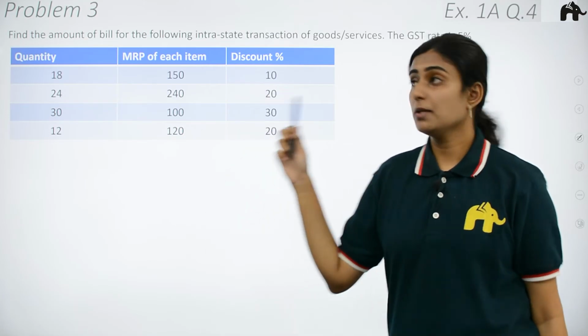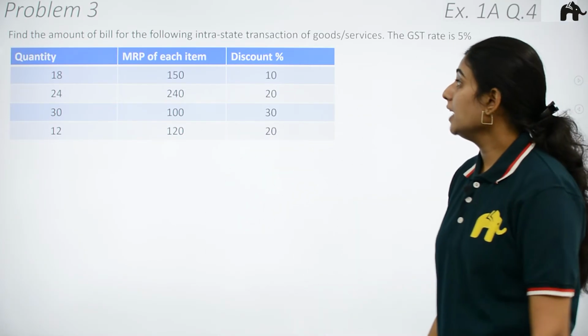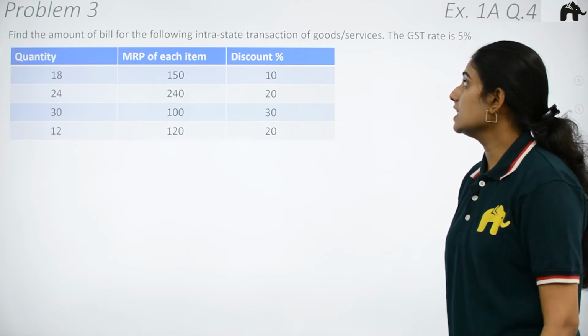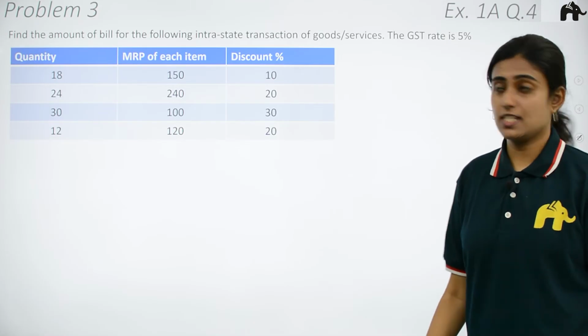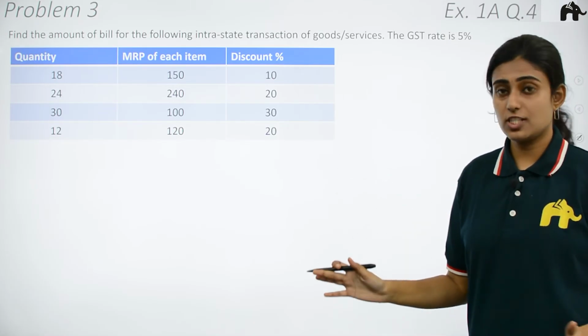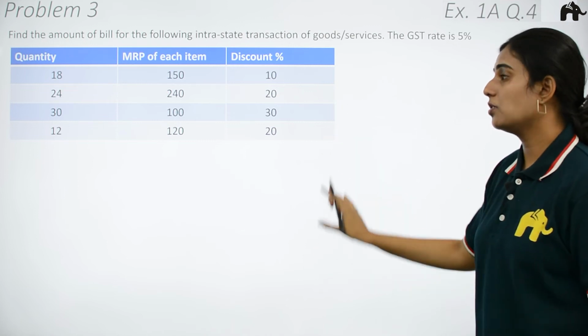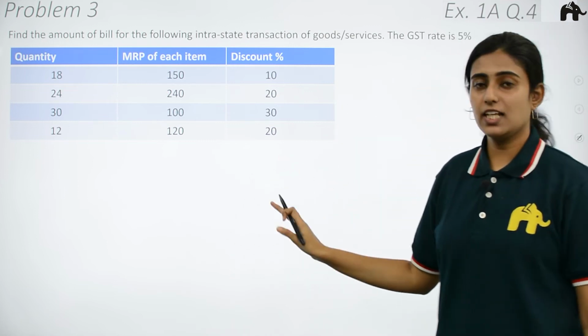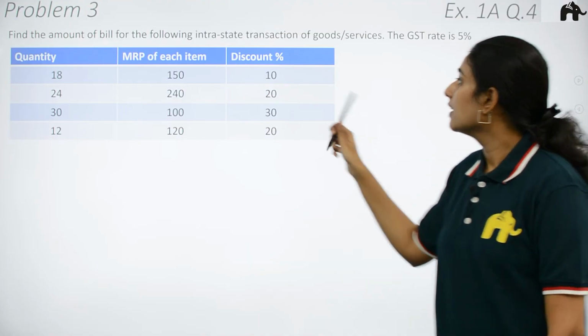Okay. Problem number 3. Question number 4 of exercise 1A. Find the amount of bill for the following intrastate transaction of goods or services. The GST rate is 5%. This is somewhat a long question. So, there are many such questions in your textbook. I'll just give you an idea how to solve this one. It will take a long time, so we cannot solve every question in this video.